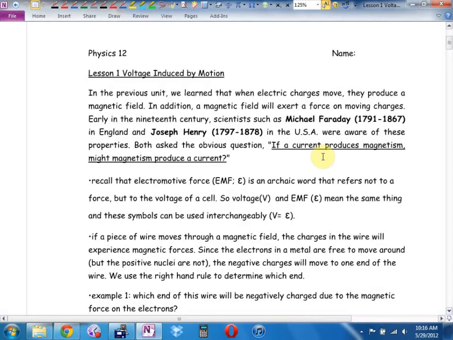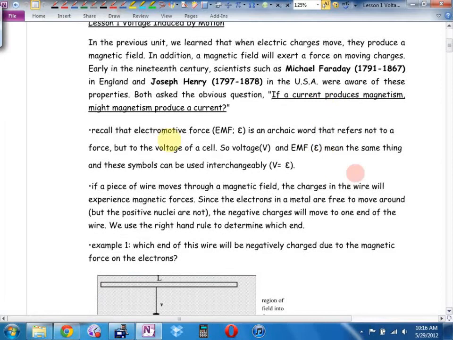Early in the 19th century, scientists such as Michael Faraday in England and Joseph Henry in the US were aware of these properties, and they both asked the obvious question: if a current can produce a magnet, can a magnet produce a current? If a current can create a magnetic field, can a magnetic field create a current? Recall, electromotive force, abbreviated EMF, is an archaic word that refers not to a force, but to the voltage of a cell. So voltage and EMF mean the same thing, and these symbols will be used interchangeably in this unit.